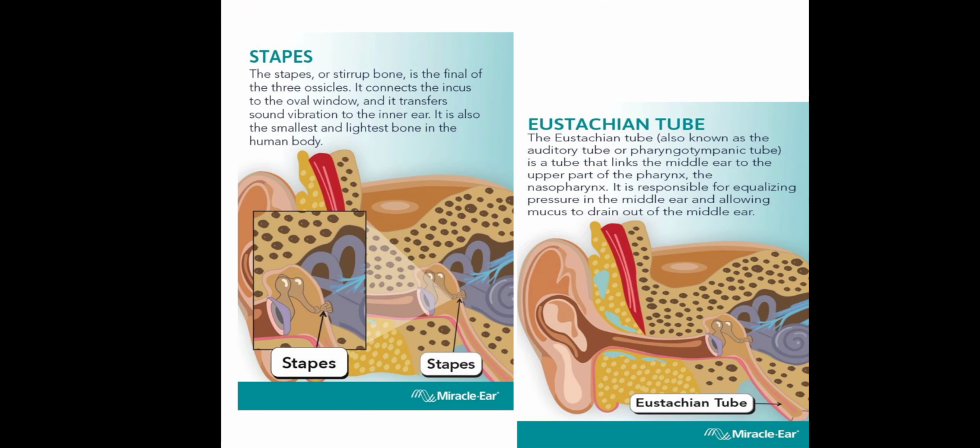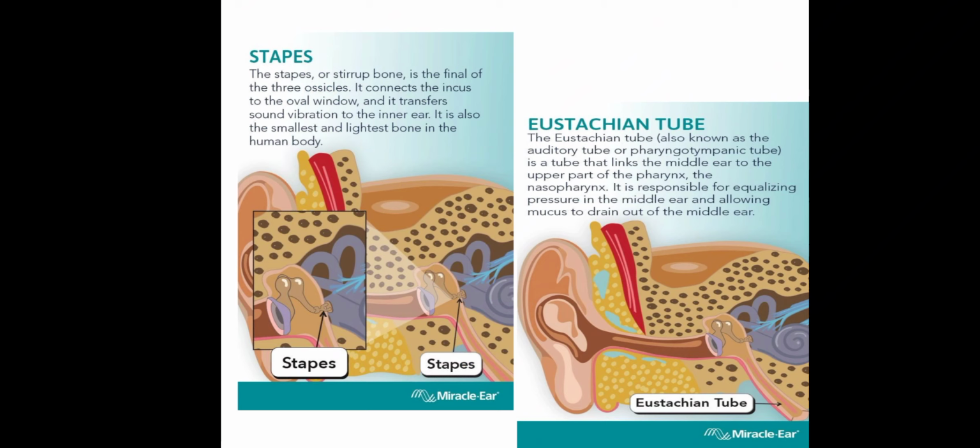The stapes, or the stirrup bone, is the final of the three ossicles. It connects the incus to the oval window and it transfers sound vibrations to the inner ear. It is also the smallest and the lightest bone in the human body.